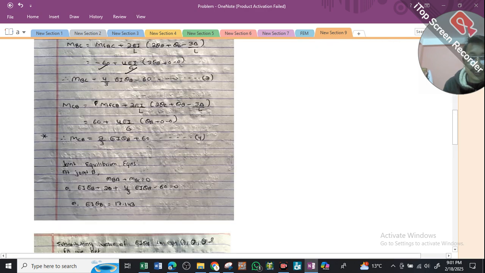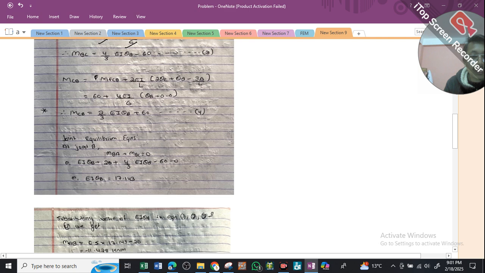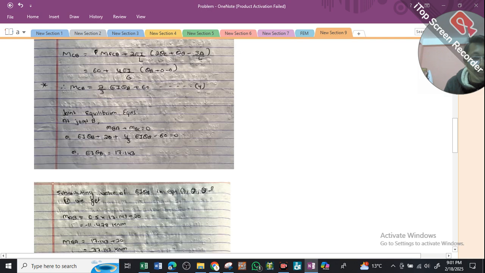At joint B, we have two moments, MBA plus MBC. MBA is going in this direction, and MBC is going in this direction. So the total moment at B needs to always be 0. So MBA plus MBC equals 0. We'll be using that: MBA plus MBC equals 0.